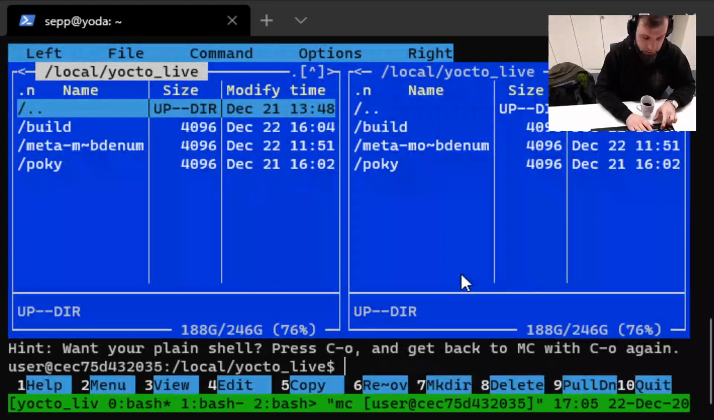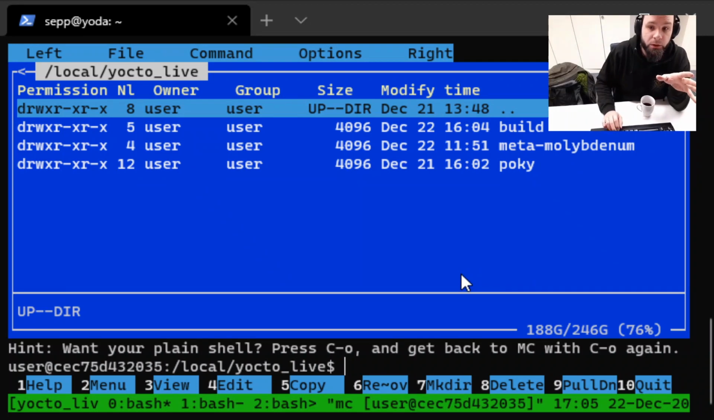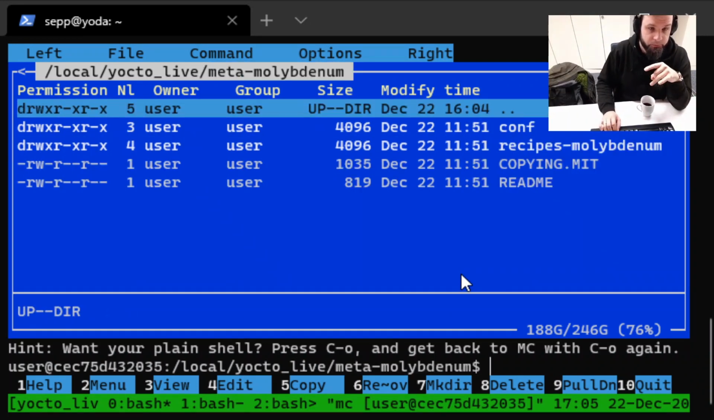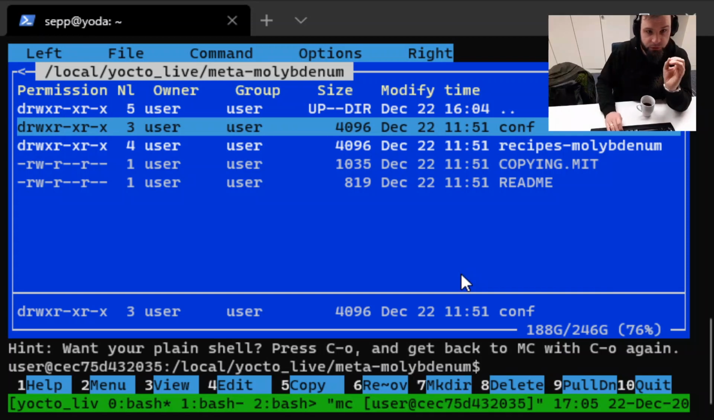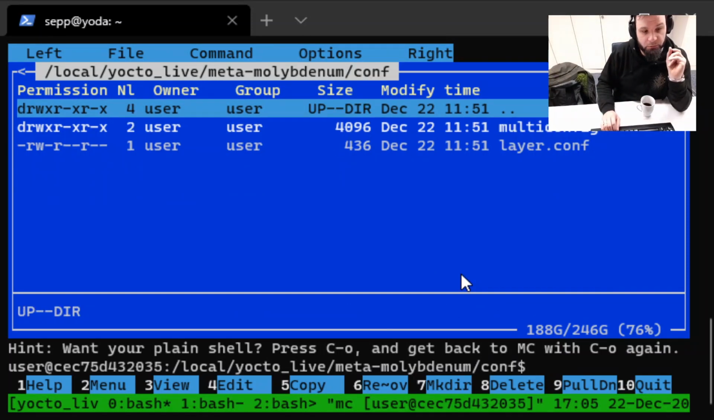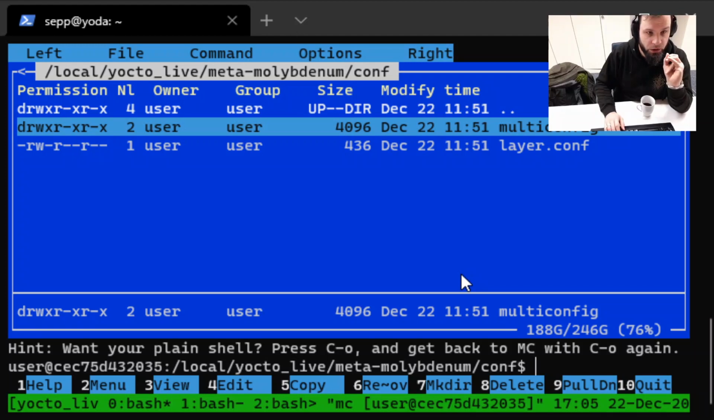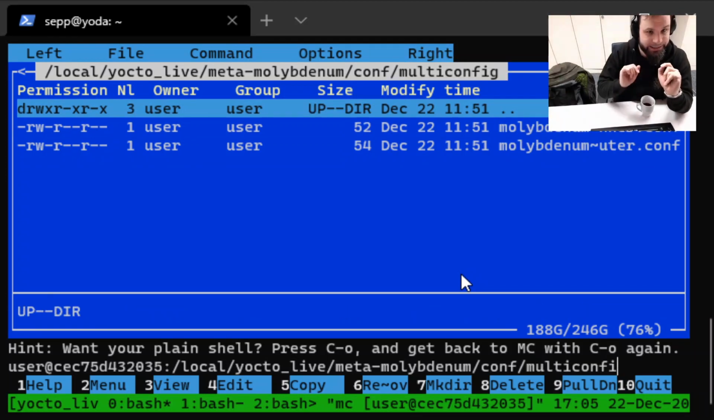So, mc. Inside meta-molybdenum, we have a couple of things. First, we have a multiconfig layer, a conf/multiconfig directory, and inside the multiconfig directory there are the things that you can add on top of local.conf. If you're talking about local.conf, if you're talking about multiconfigs, then it works like this.